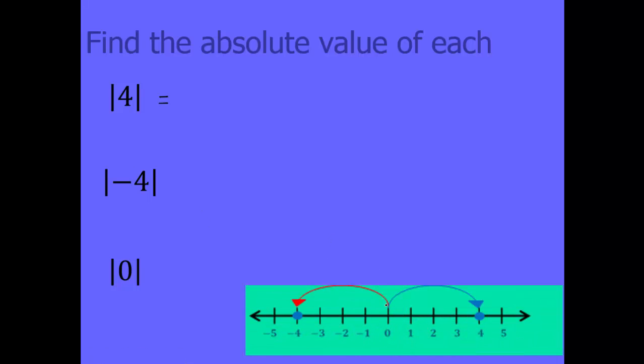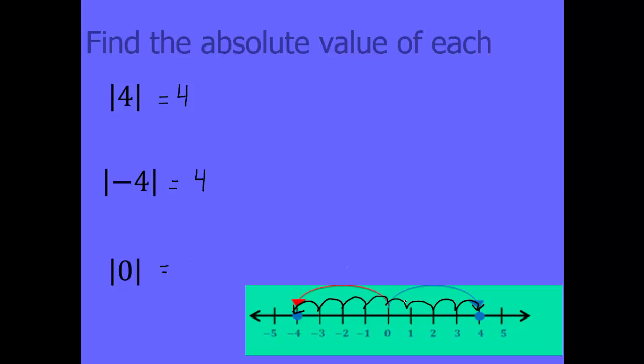4 simply is 1, 2, 3, 4 units to the right of 0. So that's 4. How far is -4 from 0? 1, 2, 3, 4 units. It happens to be to the left of 0, but that's okay. All we care about is distances. And distances are always positive. It happens to be 4 units to the left of 0.